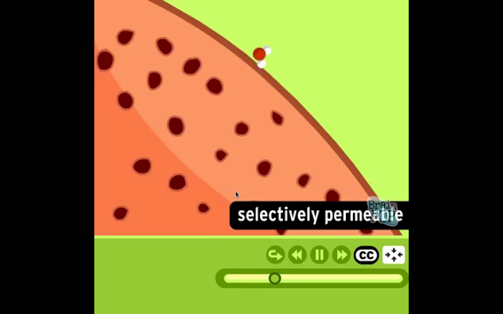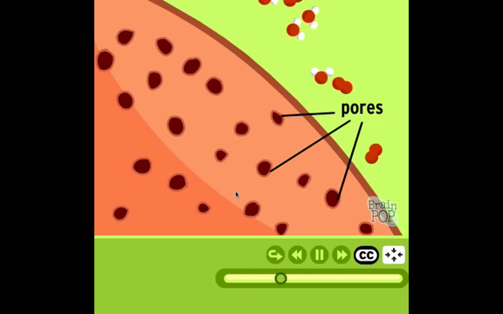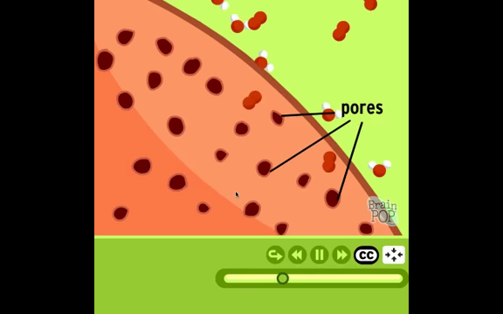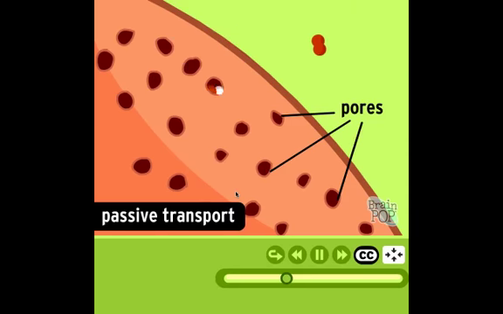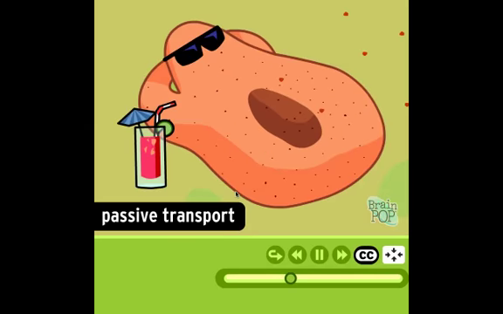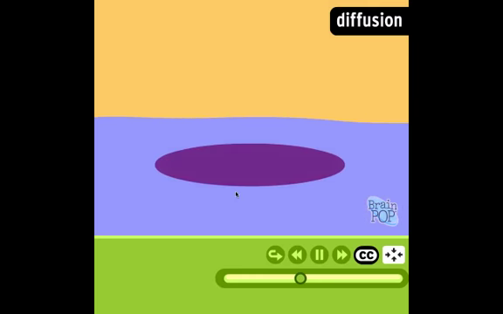The membranes have tiny pores in them that allow certain substances, like water and oxygen, to pass through. These substances can move through the membrane without the use of energy on the cell's part. This movement is called passive transport. The cell doesn't have to do anything to make it happen. It just sits there and lets the water, nutrients, and whatever else pass through. Now, passive transport works by diffusion. That's the natural spreading of particles through a liquid or a gas.